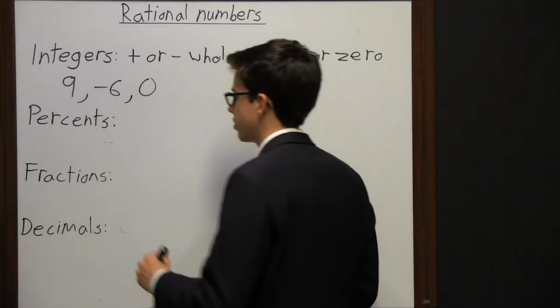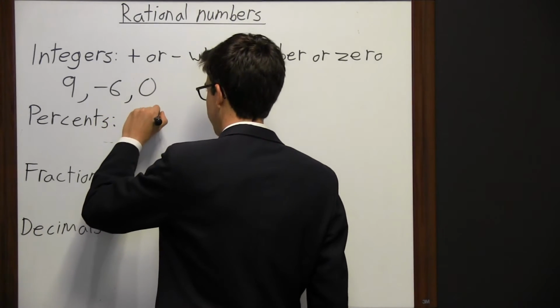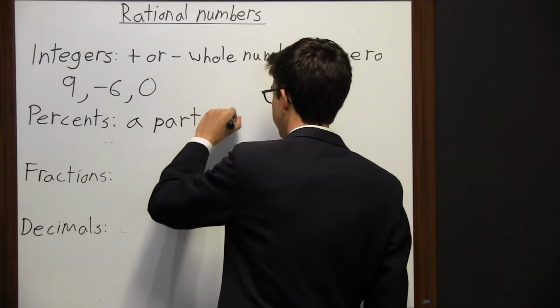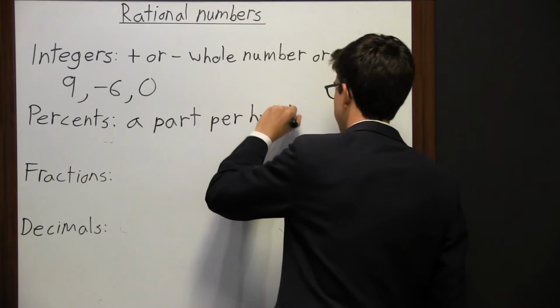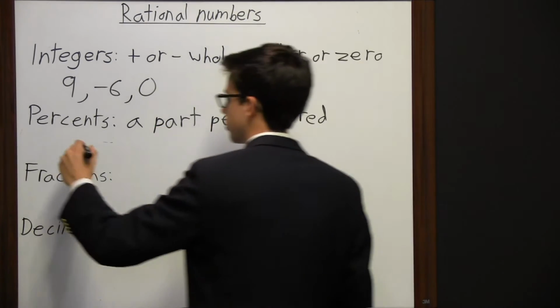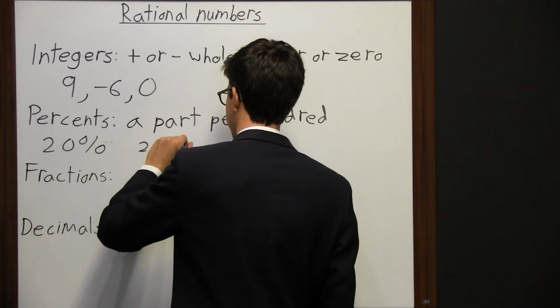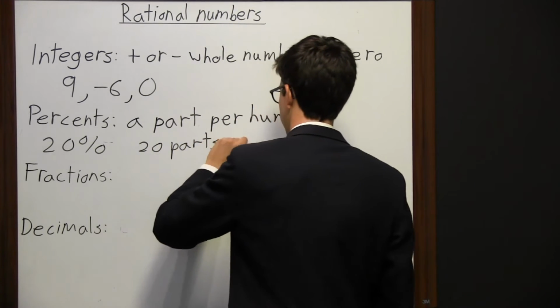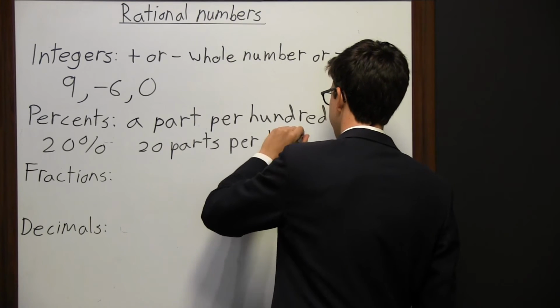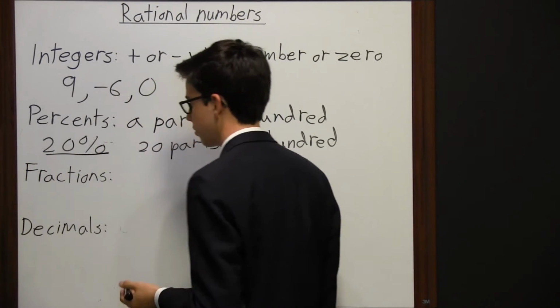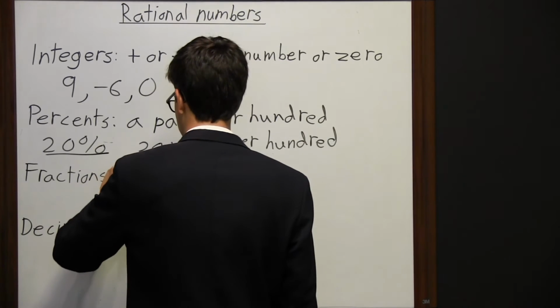And so now we move on to percents, which is kind of a more complicated way to say, a percent is a part per 100. So an example of a percent is 20%, which we could also write as 20 parts per 100. But the important thing here is just you know what a percent is, like 20%. Then fractions, which is a proportion.